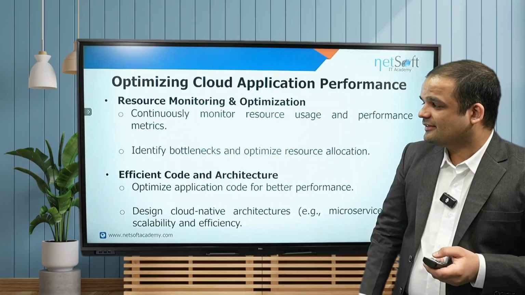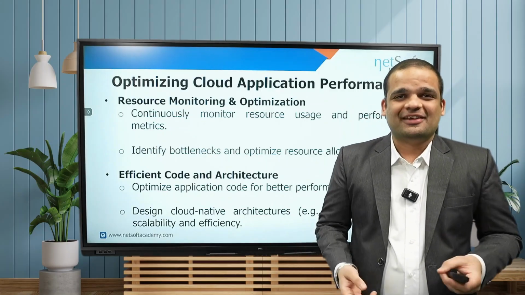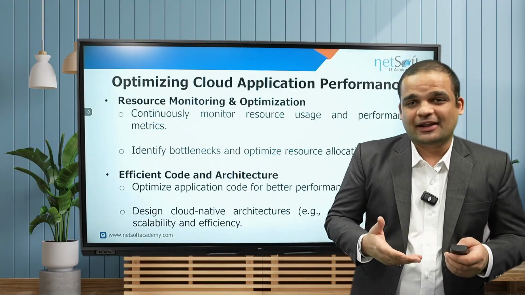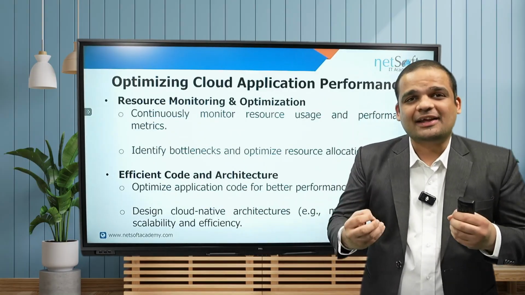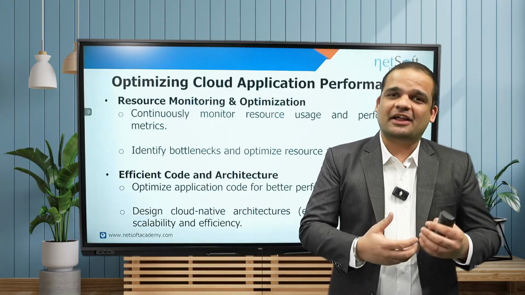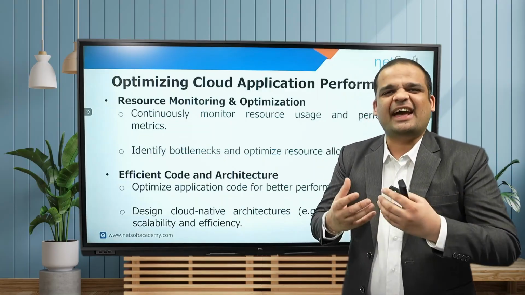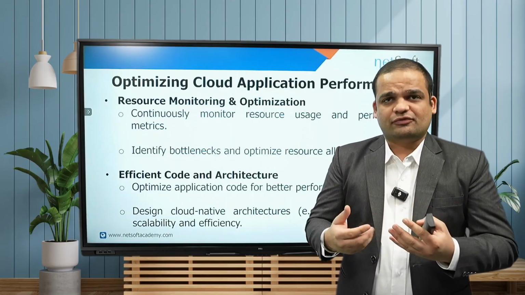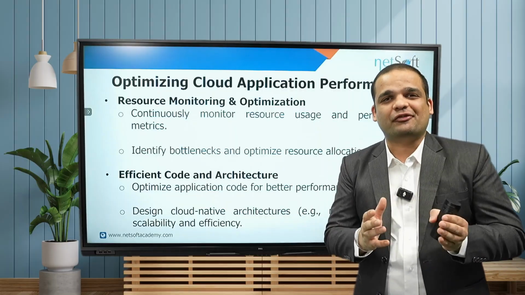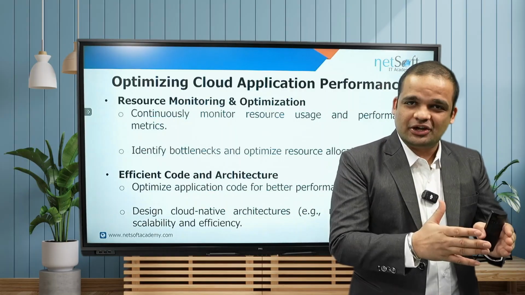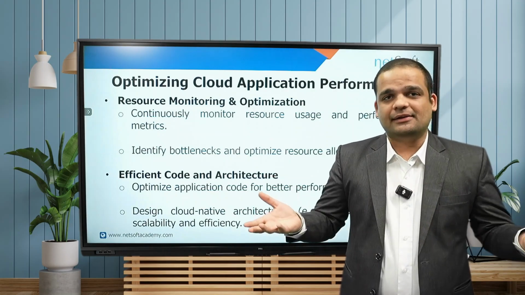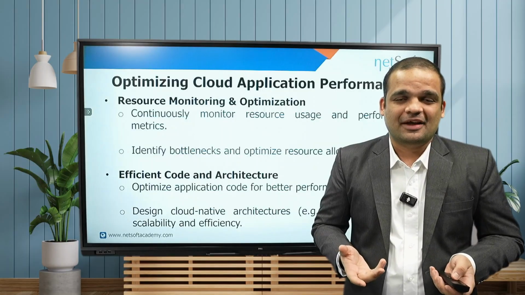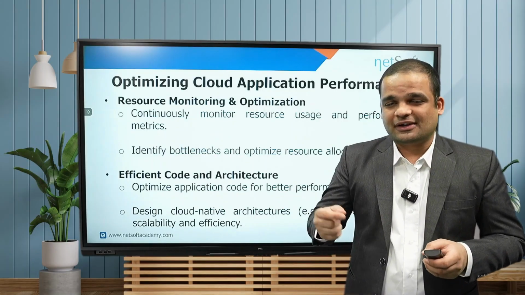Now, the next one is your code. So, efficient code and architecture. This is where DevOps will come in handy. Writing optimized application code and designing cloud native architecture enhances performance and scalability. For example, using containers for microservices allows different components of an application to scale independently, improving both flexibility and efficiency. So this is where your microservices will come in handy.